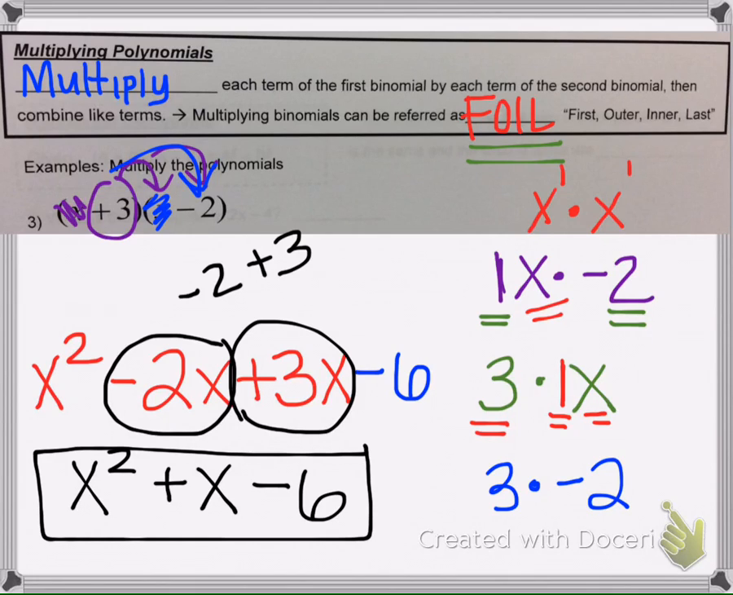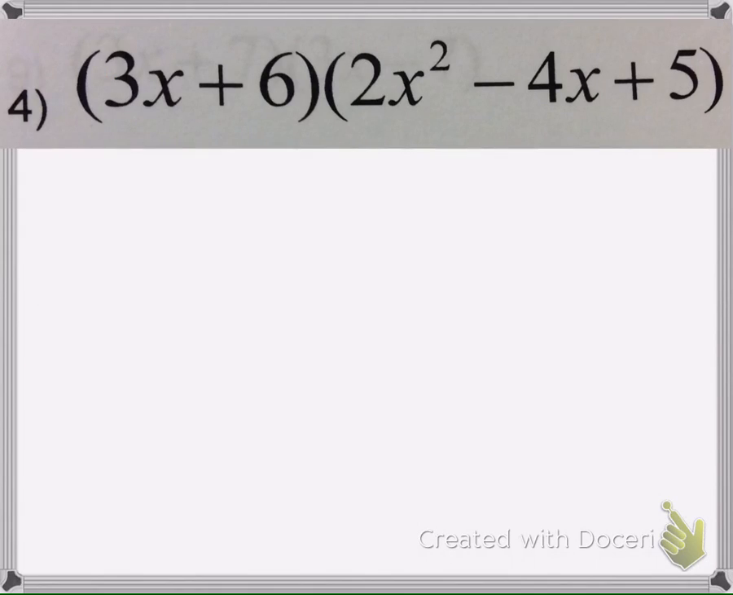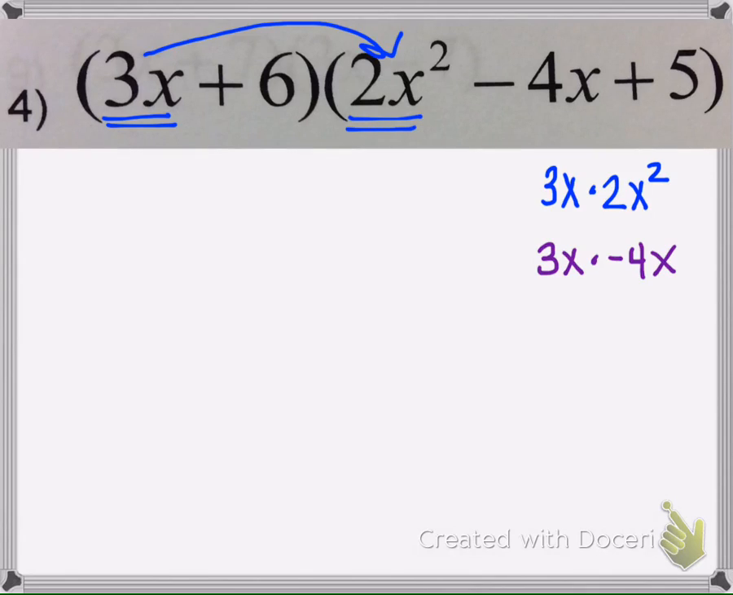So keep in mind here, when we combined these two terms, we did not add their exponents and put a 2 there. The reason is that when we're adding and subtracting, we don't add the exponents. We only add the exponents when we're multiplying. That's why we have a 2 here. Okay, let's go ahead and try another one here. So we're going to take this 3x and multiply it by the 2x squared. And then we're going to multiply the 3x by the negative 4x. And then we're going to multiply the 3x by the 5.